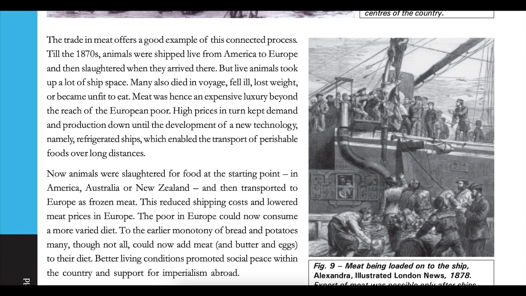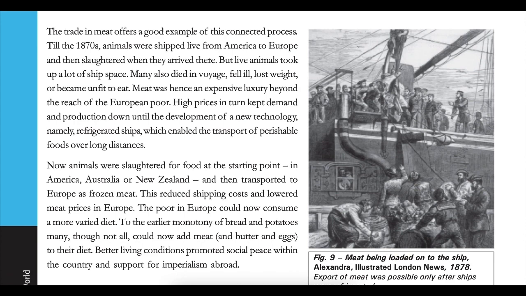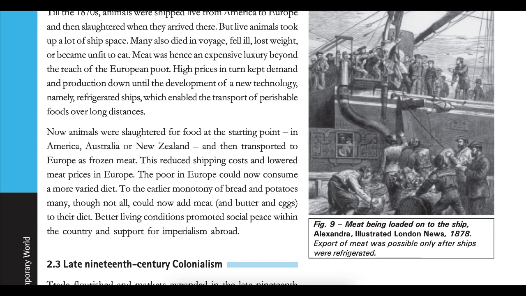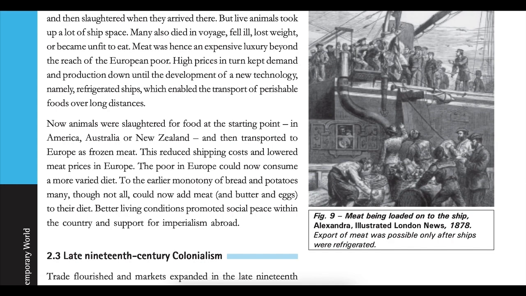Till the 1870s, animals were shipped live from America to Europe and then slaughtered when they arrived there. But live animals took up a lot of ship space. Many also died in voyage, fell ill, lost weight, or became unfit to eat. Meat was hence an expensive luxury beyond the reach of the European poor. High prices in turn kept demand and production down until the development of a new technology, namely refrigerated ships, which enabled the transport of perishable foods over long distances.